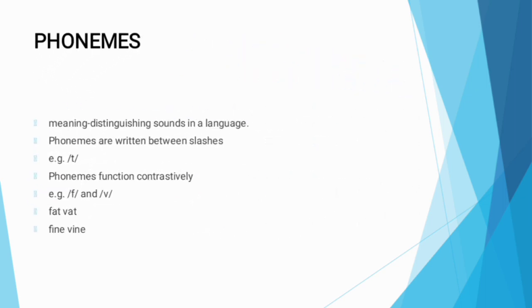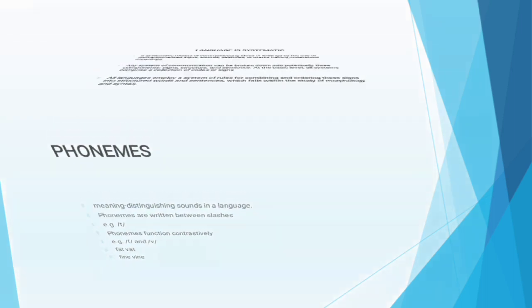The next slide is about phonemes. The meaning is distinguished sounds in the language. Phonemes are written between slashes, for example /t/, and phonemes function contrastively, for example /f/ and /v/, like fat and vat, fine and vine. So it's different letters.